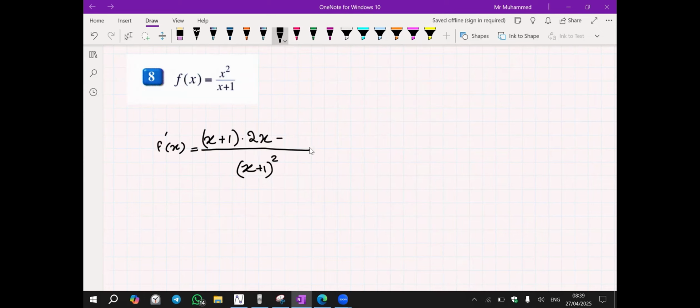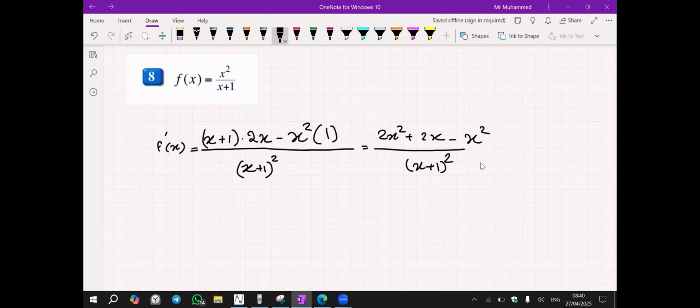minus x squared stays the same this time, and x plus 1 becomes its derivative, which is just 1. Then that is going to be 2x squared plus 2x minus x squared over (x plus 1) squared. This simplifies. 2x squared minus x squared is just x squared plus 2x over (x plus 1) all squared.